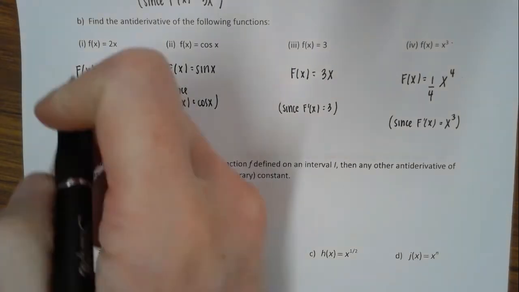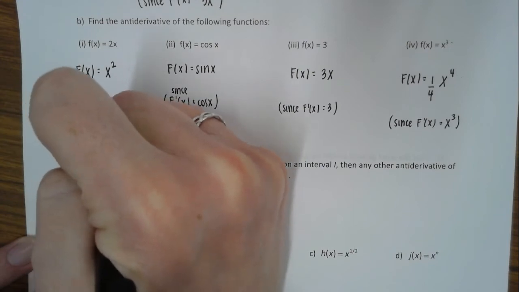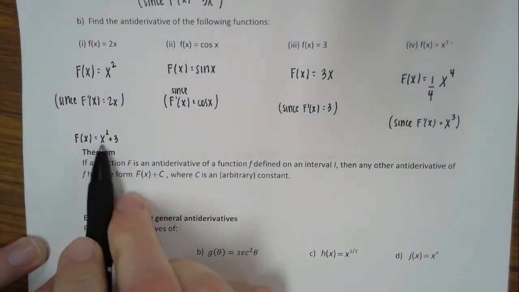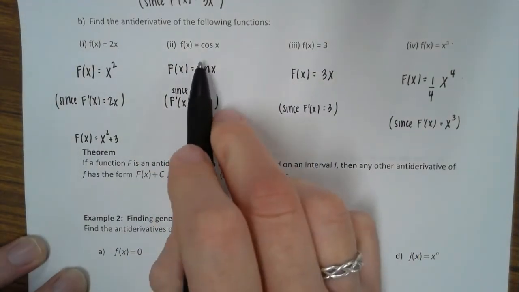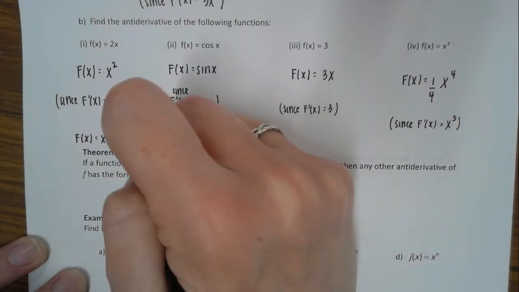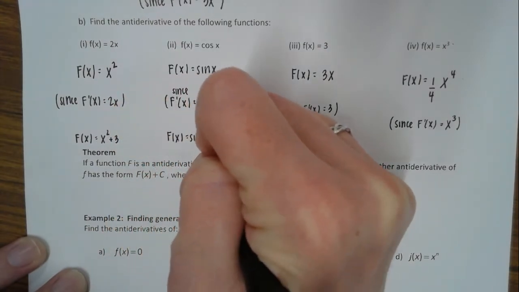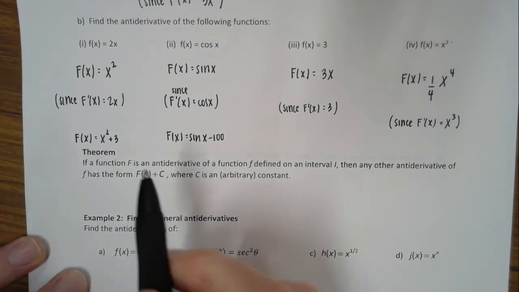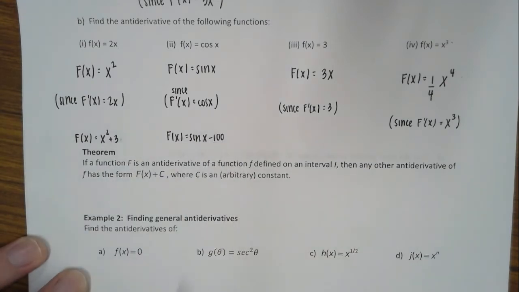We know that if I were to call big F of x maybe x squared plus 3 here, and I were to take the derivative of this, the derivative of this expression would still just be 2x. I could have had big F of x equals sine of x minus 100 here. And if I were to take the derivative of this, I would still get cosine as my derivative. So what if there was a number that was added or subtracted here at the end of the function? How do we deal with that?